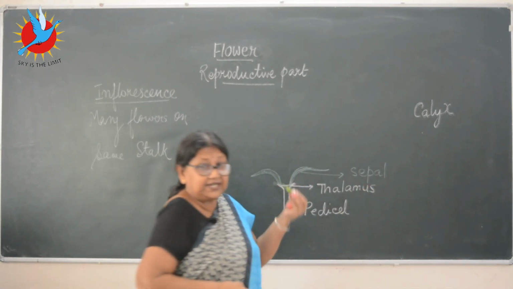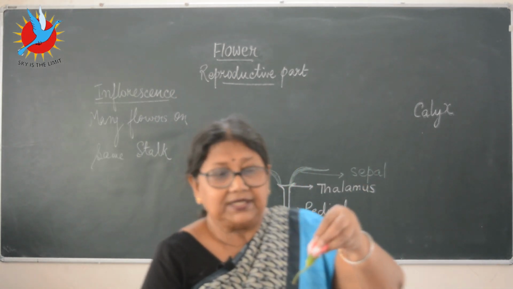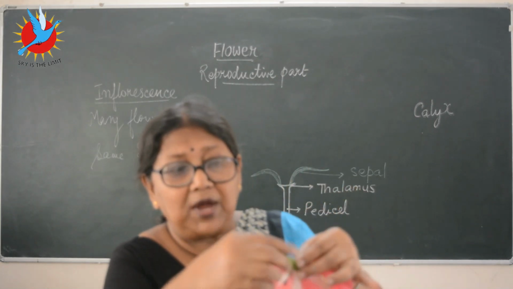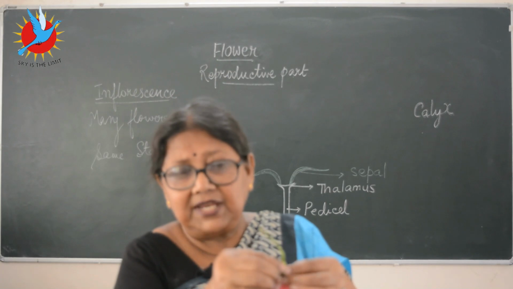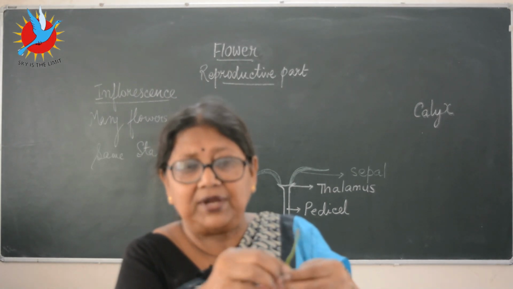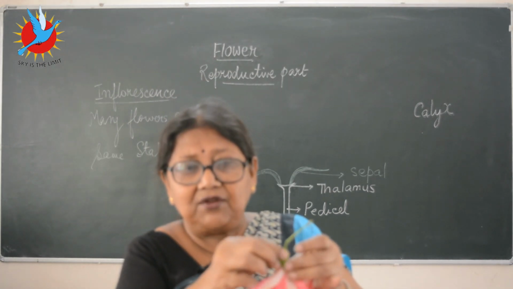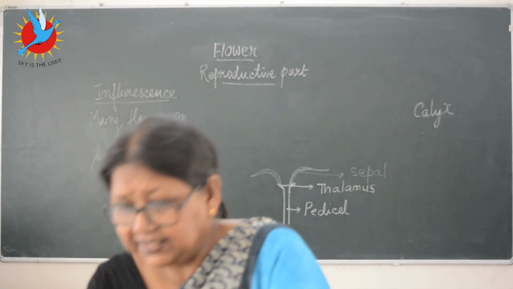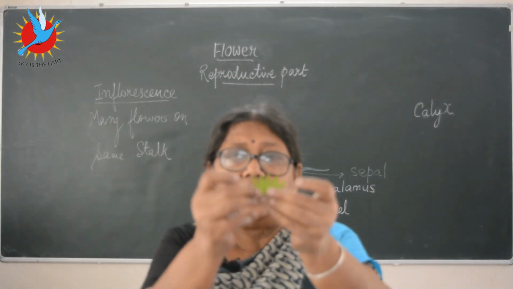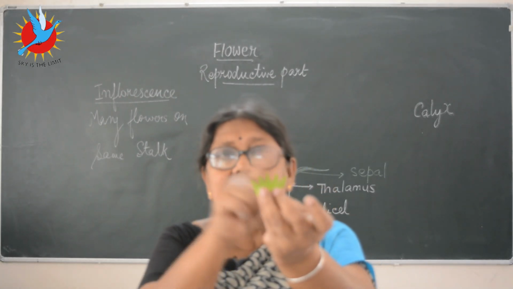Now, I've written here sepal. Now, calyx, I'll open one and show it to you. Very carefully, if you get one flower, you can dissect it. You can take one flower and see all the parts, each one at a time, separate. See this one. Can you do this one? This is the outermost whorl.